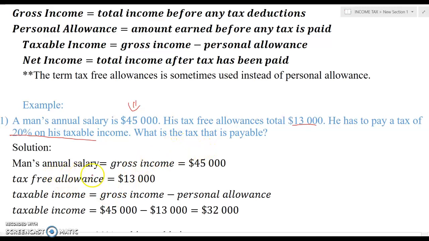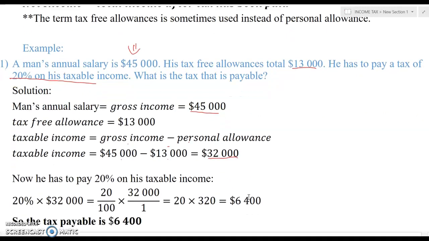So the man's annual salary, his gross income, is $45,000. His tax-free allowance, they told us, is $13,000. So now we need to work out what his taxable income is. Taxable income is the gross income minus the personal allowance. So that's the $45,000 minus the $13,000. So his taxable income is $32,000. And remember, personal allowance and tax-free allowance is the same thing, right?